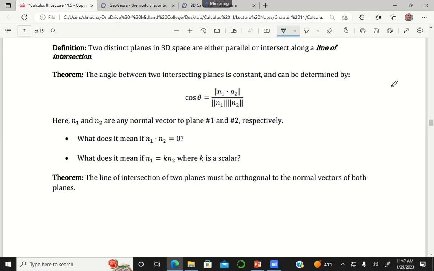Okay, so we need another piece of information, like one point, to determine if they're the same plane or not. And then this last theorem says, whatever the line of intersection is between two planes, that line is going to be orthogonal to the normal vectors of both planes.